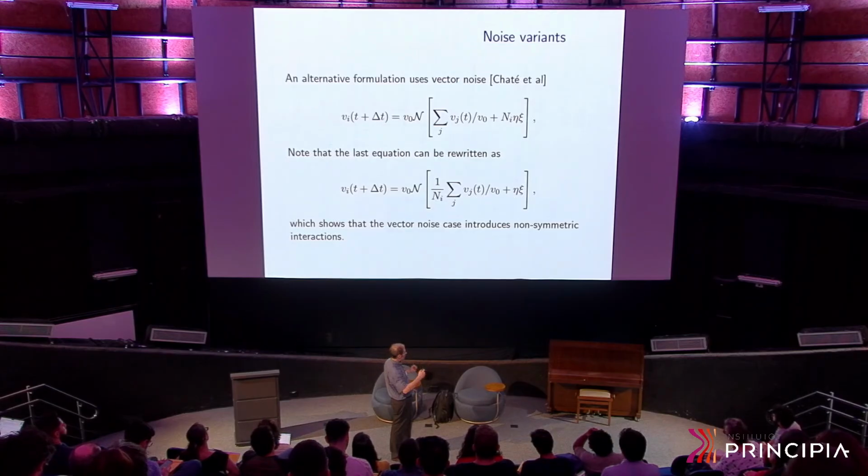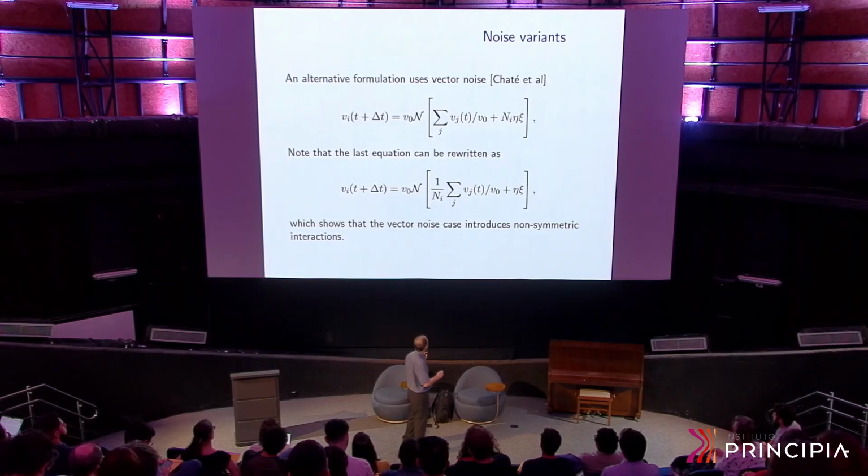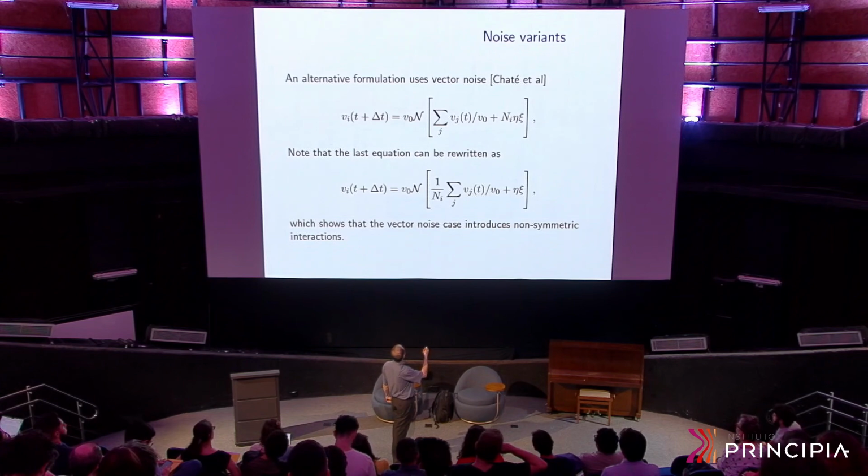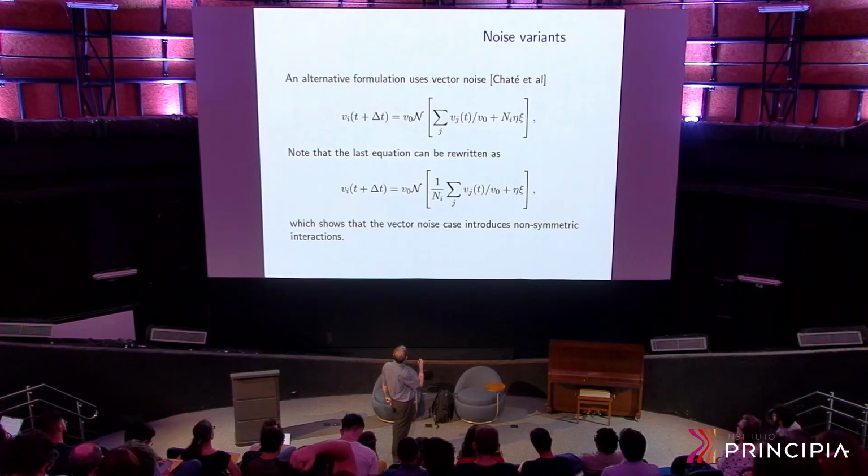So the scalar noise was the original rule introduced by Vicsek himself, and then like 10 years later, Chaté et al. introduced this vector noise, which can be written in either of these 2 ways.